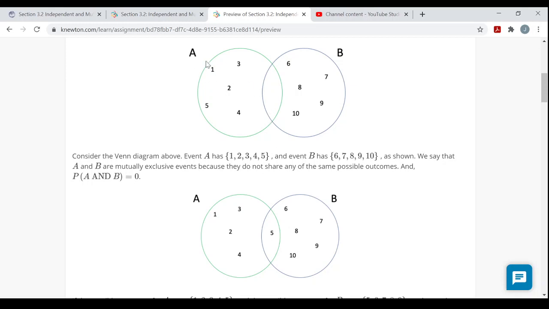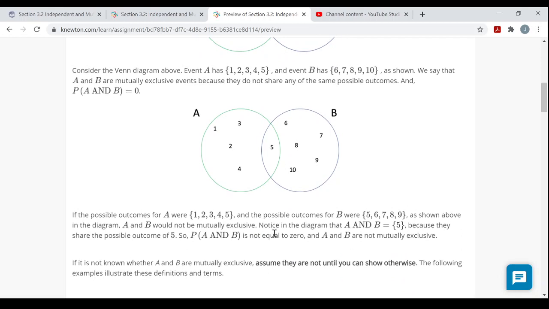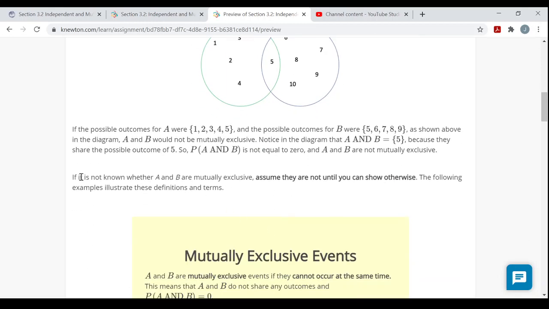So here in this picture, events A and B are mutually exclusive. They don't share any outcome in common. Whereas in this picture, events A and B are not mutually exclusive because they do have an outcome in common, this outcome of 5. So be careful. Pay attention. If it is not known whether A and B are mutually exclusive, assume that they are not until you can show otherwise. Assume that they do have something in common, some overlap, until you can prove otherwise.